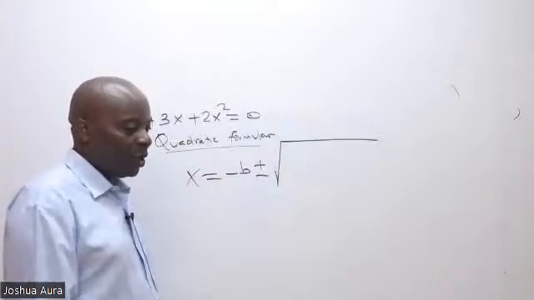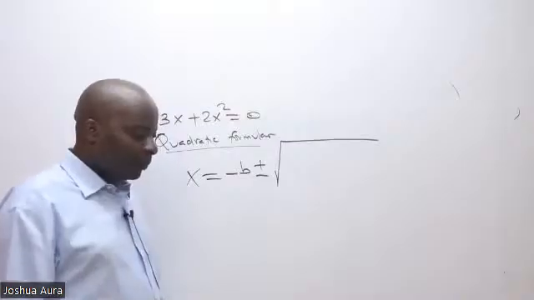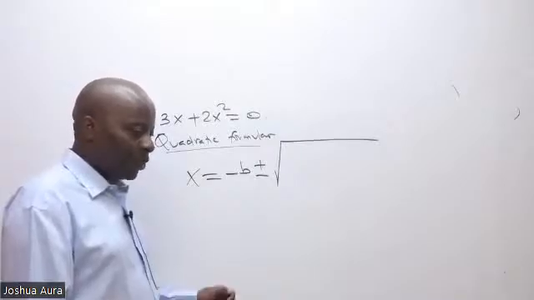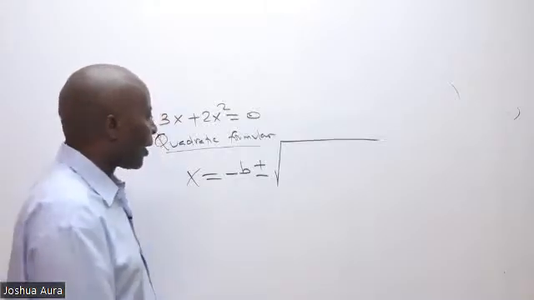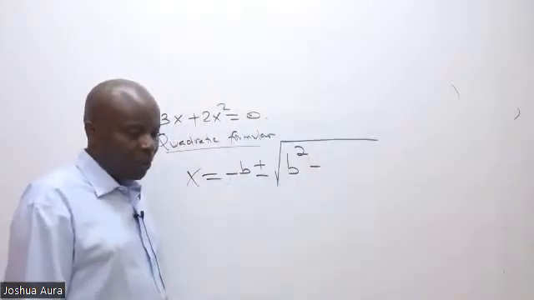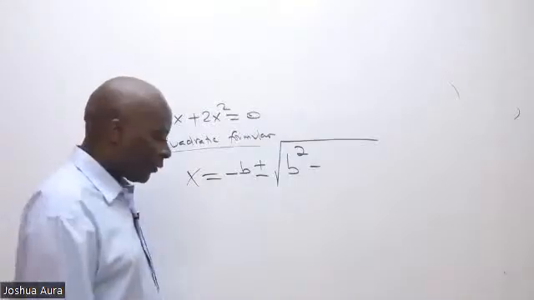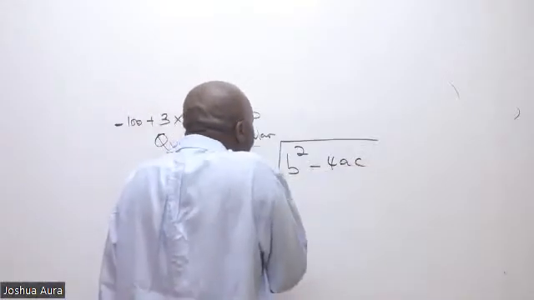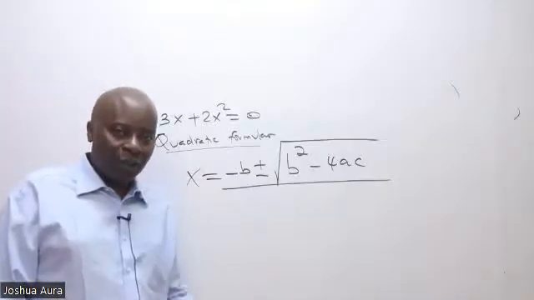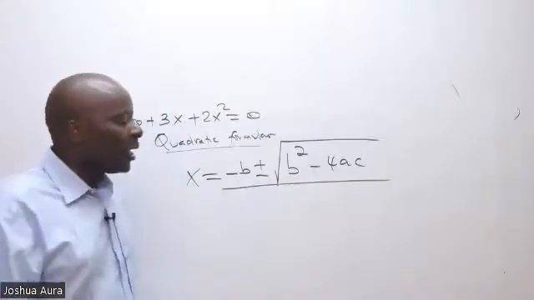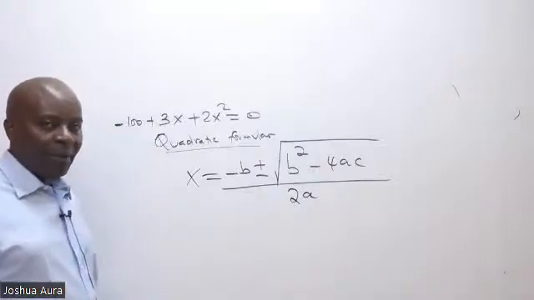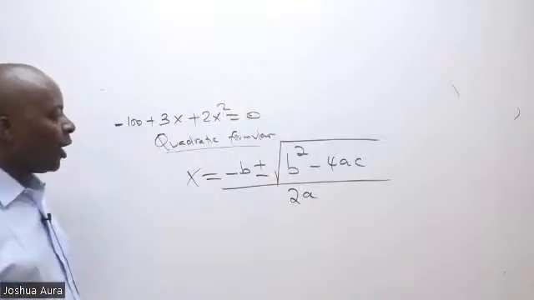How about inside? The very important formula. Minus b, plus or minus, and then we have something inside here. Aha, thank you so much, Yusufu. b squared minus who? Minus 4ac. Thank you so much. And then everything to be divided by who? Everything to be divided by 2a.